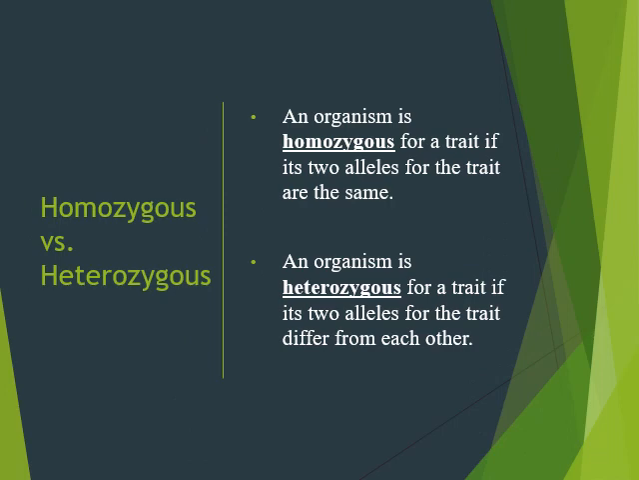Now, an organism is homozygous for a trait if the two alleles are the same. So if I had a brown-eyed gene and a brown-eyed gene, I'm homozygous. Heterozygous for a trait is if you have two different alleles. Okay, so a blue-eyed gene and a brown-eyed gene.